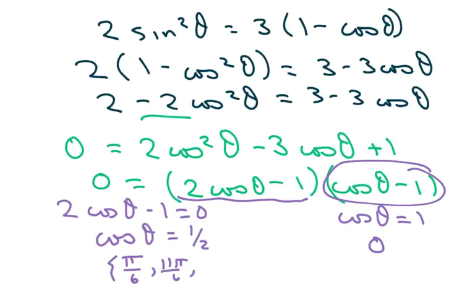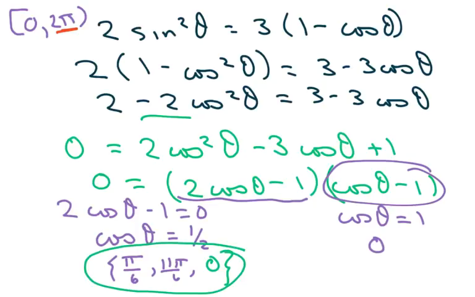Okay, it can't happen at 2 pi, because remember we're going from 0 to 2 pi, but it can't equal 2 pi. 2 pi is exclusive. So our 3 solutions are pi over 6, 11 pi over 6, and 0.